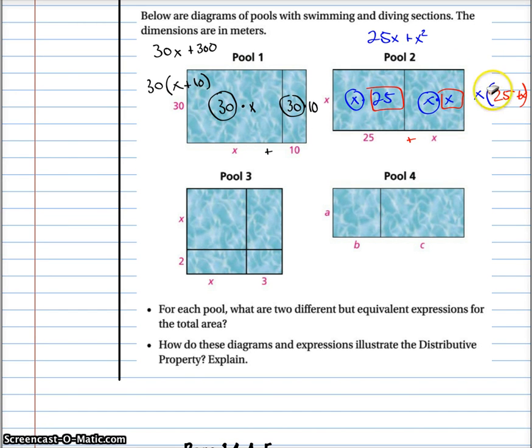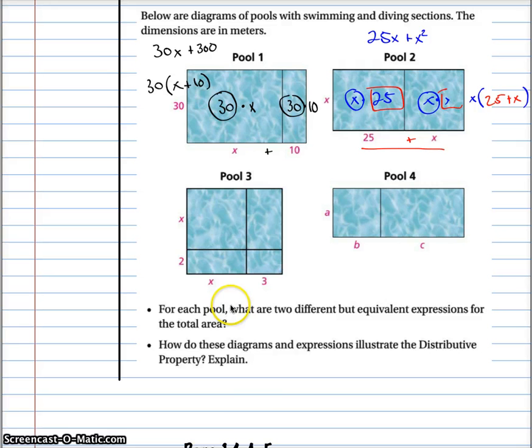Okay, so let me scoot this over a little bit so it fits a little better. X times 25 plus x. X times, and this bottom portion here is 25 plus x. And you can do these bottom two in much the same way. This one might be a little bit trickier, but shouldn't be too much trickier.